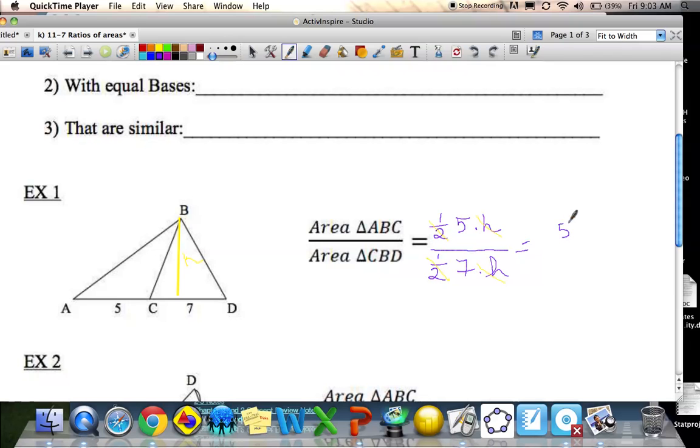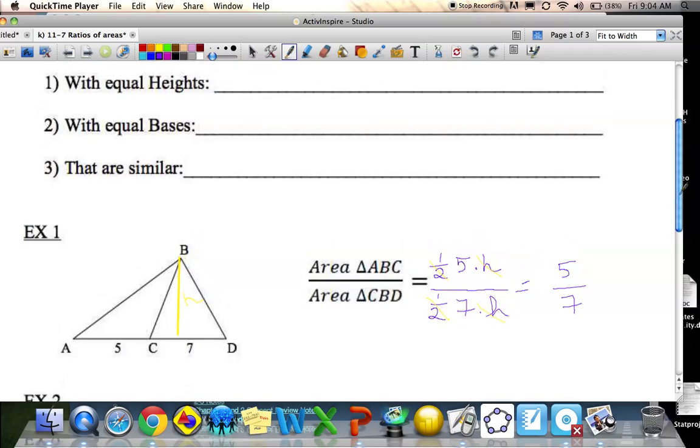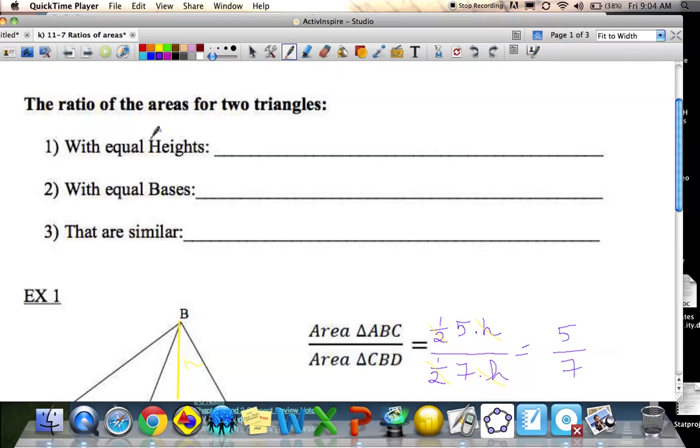And what is 5 and what is 7? Well, 5 is the base of this triangle, and 7 is the base of triangle CBD. This only works if you have triangles with equal heights. So the ratio of the areas of two triangles with equal heights is simply the ratio of their bases. So that's the first relationship.